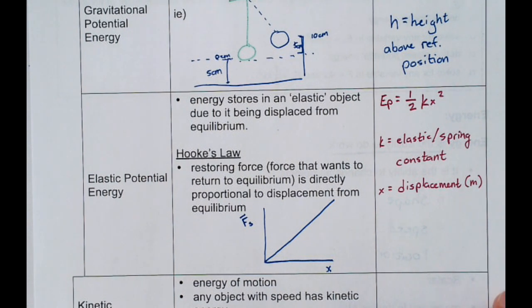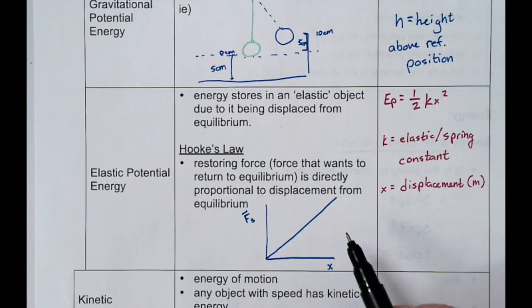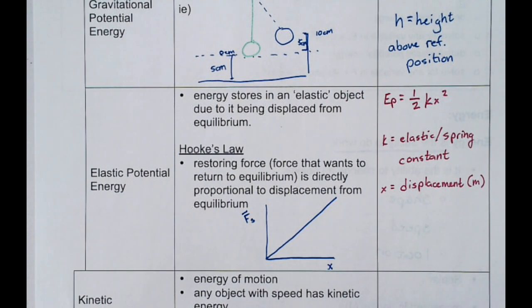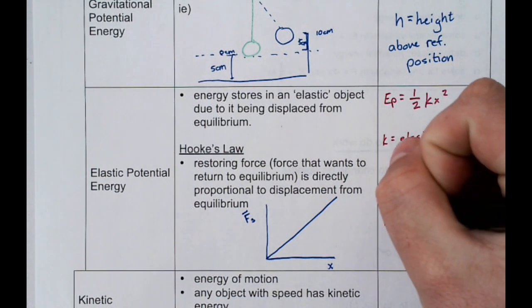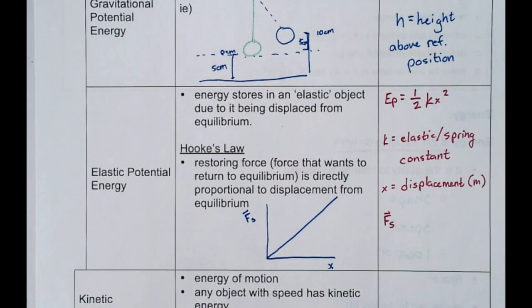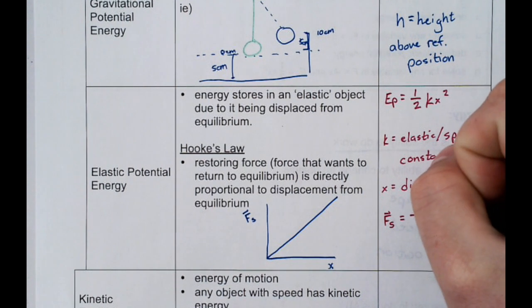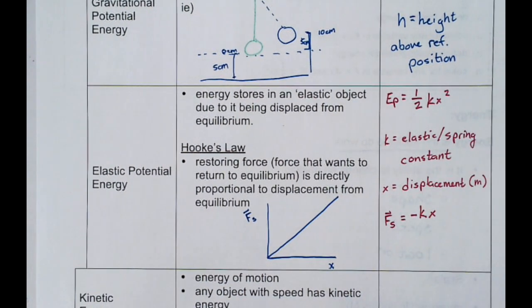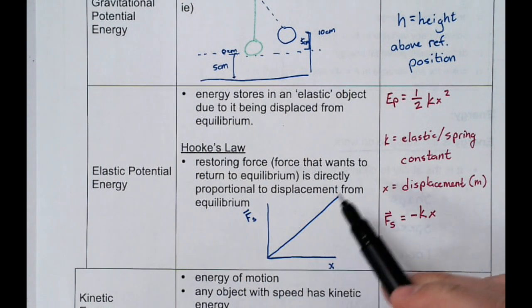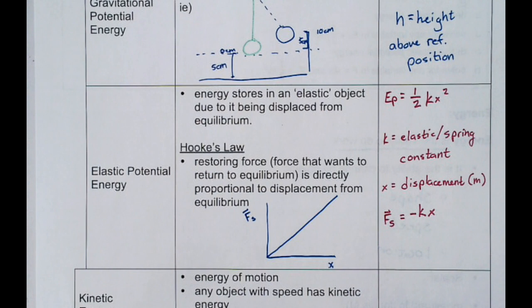So if you're looking at Hooke's law, you know that it's wanting to get back to its equilibrium position. So you're going to know that the force that wants to get it back is equal to the negative spring constant times the displacement. That is going to have something to do with the slope, which we will get to later in the notes.